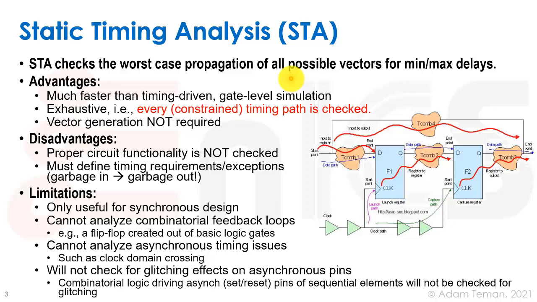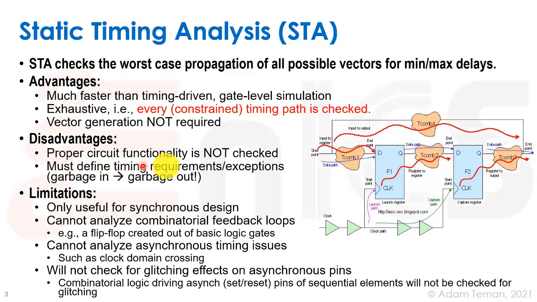So let's talk about static timing analysis. Static timing analysis checks the worst case propagation of what we say are all possible vectors for minimum and maximum delays. As it says down here, it is exhaustive. In other words, every single constrained timing path is checked. I think that's one of the most beautiful things of all the algorithms we have in this course. We have millions, maybe more than millions of paths in our design, and we check every single one of them, and we do it really quickly at the click of a button in most of the timing tools we have today. That's really cool. We do not need dynamic vector generation.